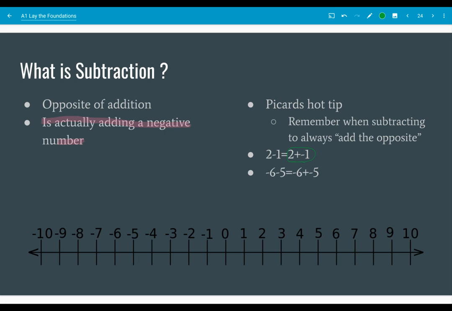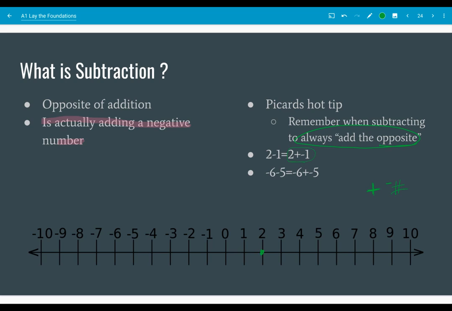The thing to remember is this right here. Always add the opposite. So if you have a subtraction sign and a number, you're going to change the subtraction sign to an addition sign and make the number negative. Okay? If you don't believe me, let's take a look at our example, 2 minus 1.